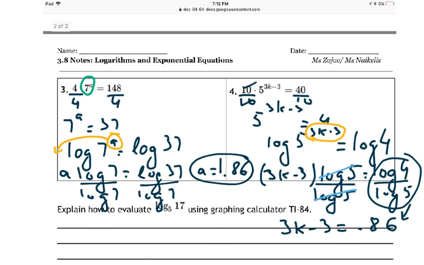So basically this stuff is 0.86, and here we have a simple equation. Let's just add 3 to each side, so we're going to have 3k equals 3.86, and once we divide by 3, k will be 1.2866, and let's round it to 1.29.